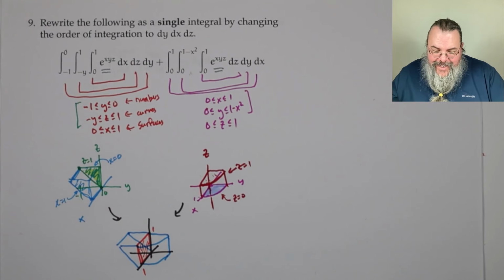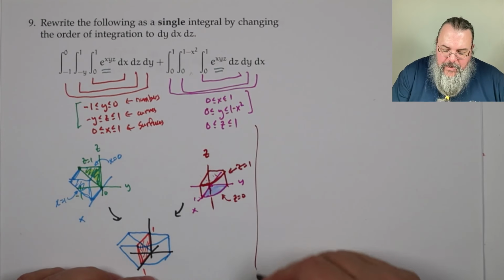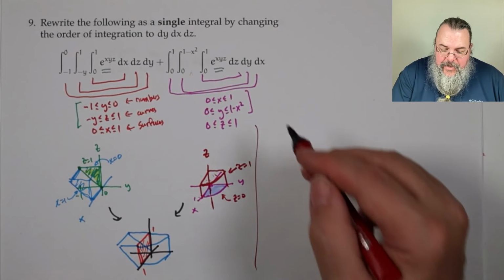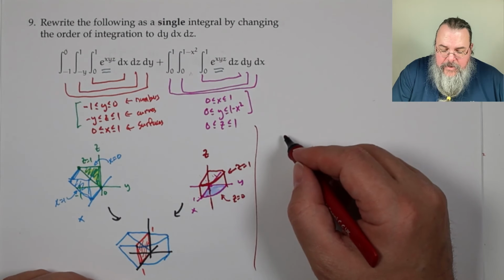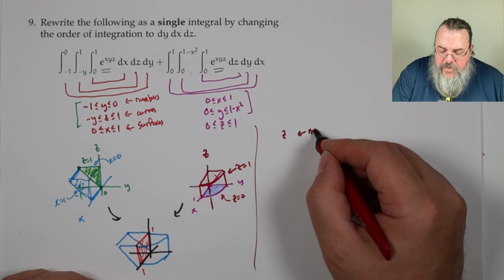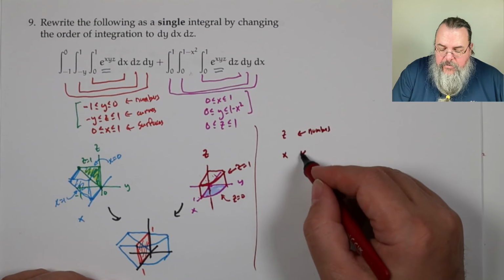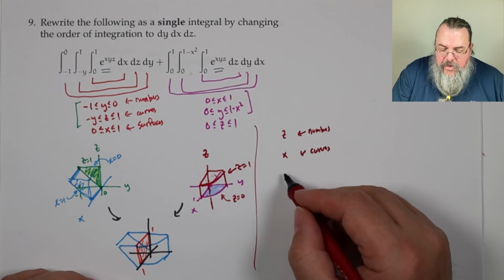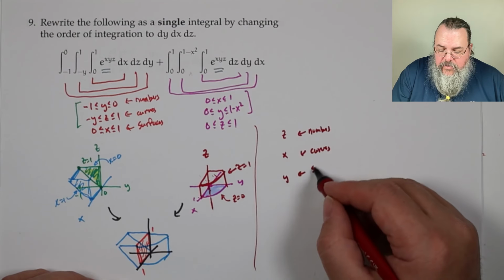Okay, so we're ready now. Here we go. We're going to get the following. Let's talk about it. We have dy, dx, dz. So we need z to go between numbers, x to go between curves, and y to go between surfaces.